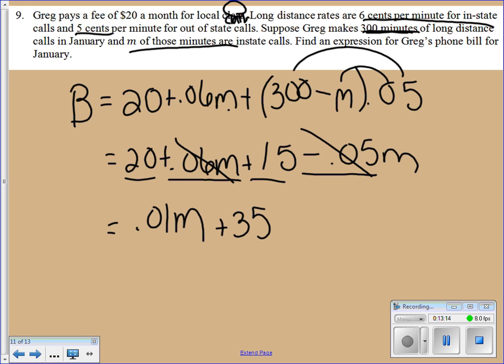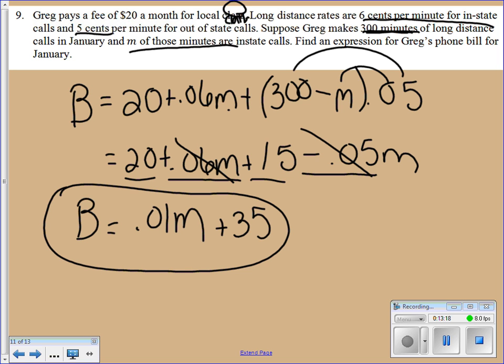So my bill will be represented by this equation right here. Okay, so however many in-state calls I do, in-state minutes, there we go, that I use, I can use M to represent that and calculate my phone bill. So that concludes this video.